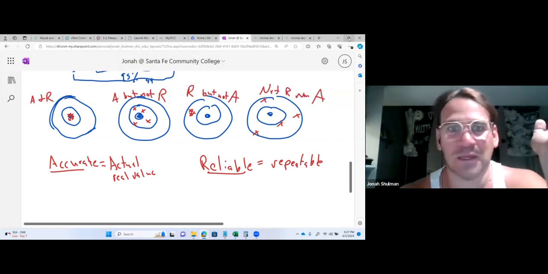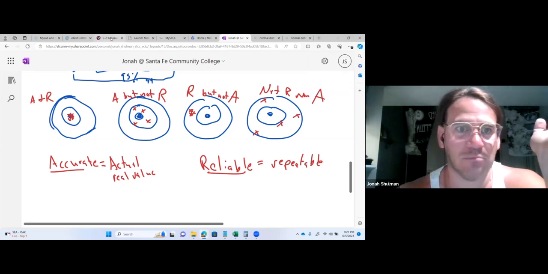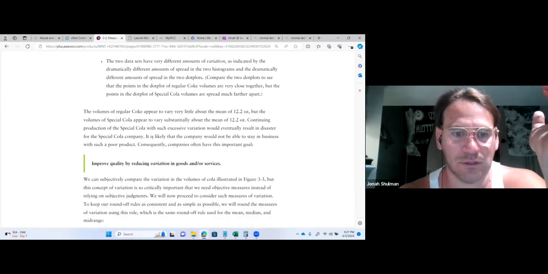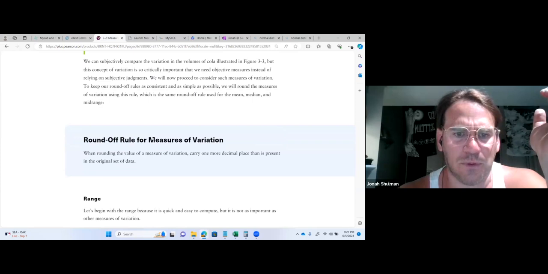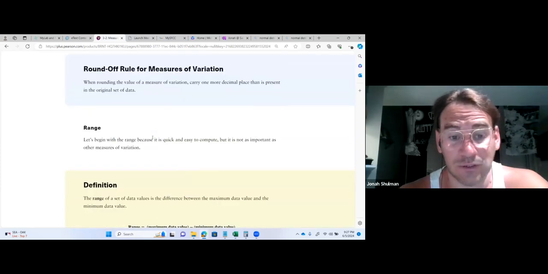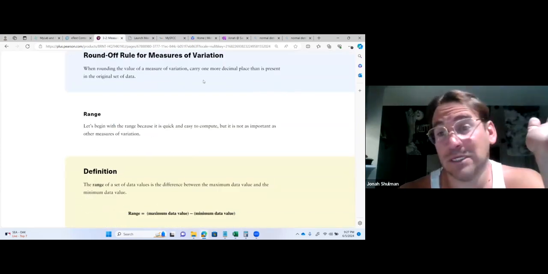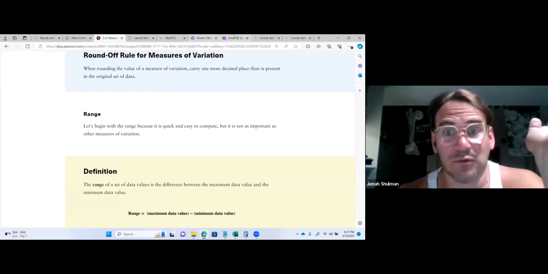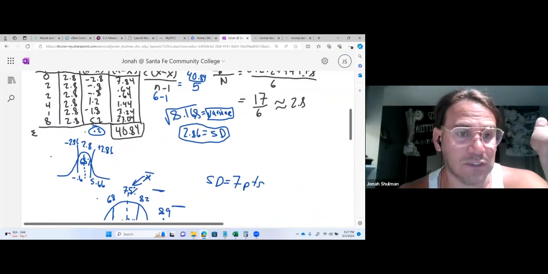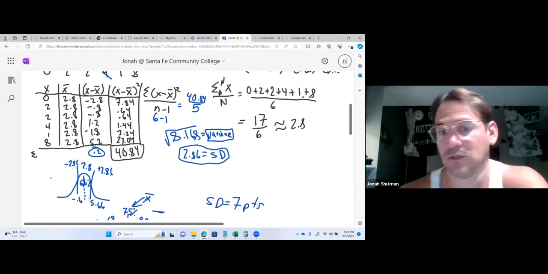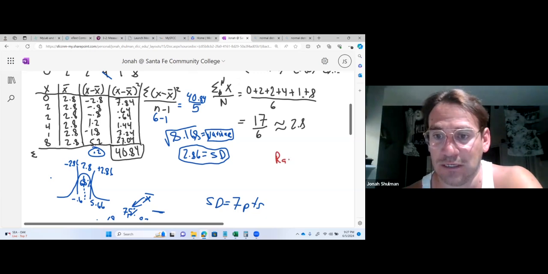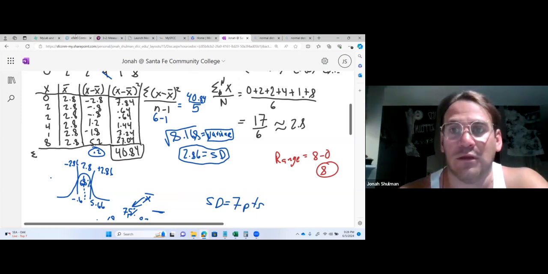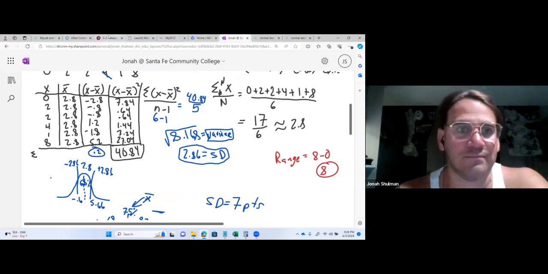All right, let's get back to the book, the exciting book. Oh, we got range. We didn't do range. Range is the biggest minus the smallest. So let's go back to our data set. Our biggest was 8. Our smallest was 0. So the range here is 8 minus 0. It is 8. Beautiful. I knew that one would be fast.